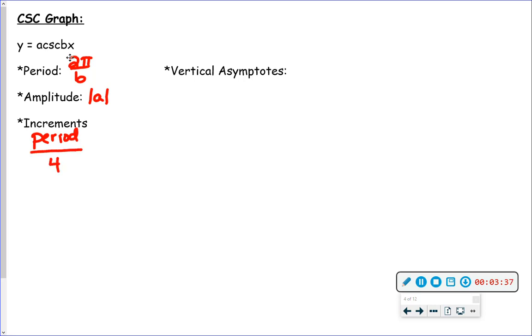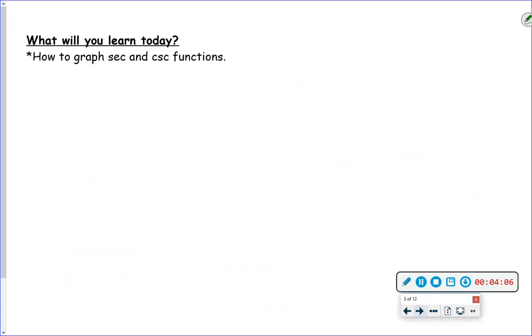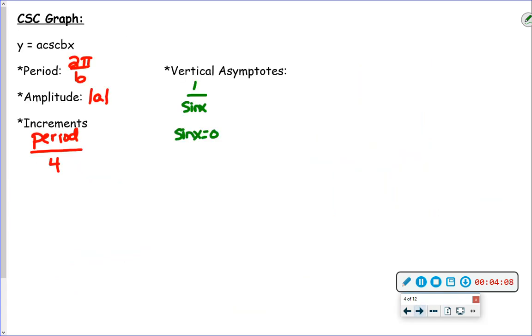Now, different of course, these have vertical asymptotes. Why? Cosecant is really a rational function. It's equivalent to 1 over sine. So our vertical asymptotes are going to occur when sine is 0. So where is sine 0? Really, back to this warm-up problem, I'm going to go back one more slide. I'm going to think about the same graph. When is sine 0? Well, sine is 0 at 0 and pi. So I'm going to use that same process, that's why I did that warm-up problem. I'm going to do the same process.